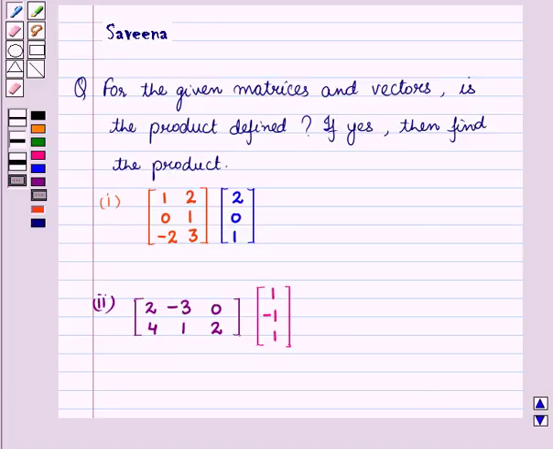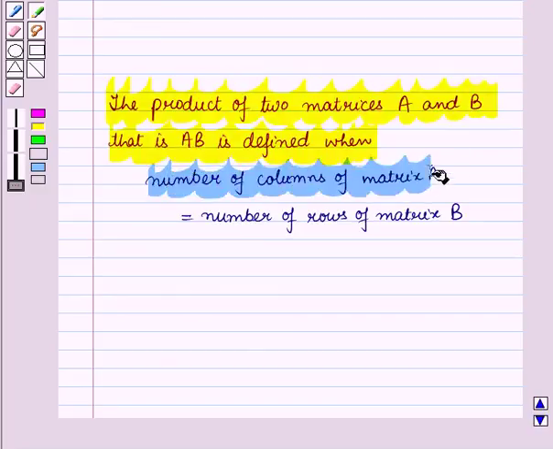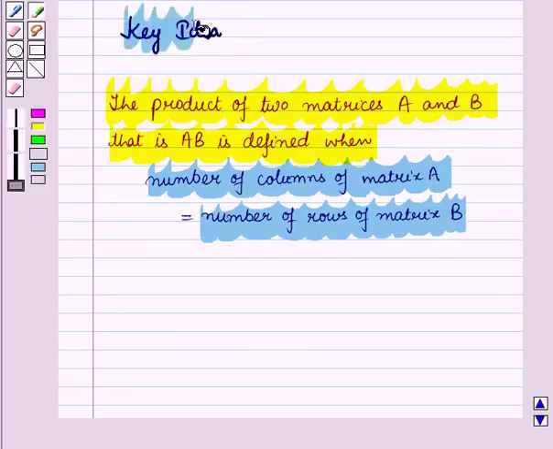Now, before starting the solution of this question, we should know a result, and that is the product of two matrices A and B, that is AB, is defined when number of columns of matrix A is equal to number of rows of matrix B. Now this result will work out as a key idea for solving out the given question. Now let us start with the solution of the given question.